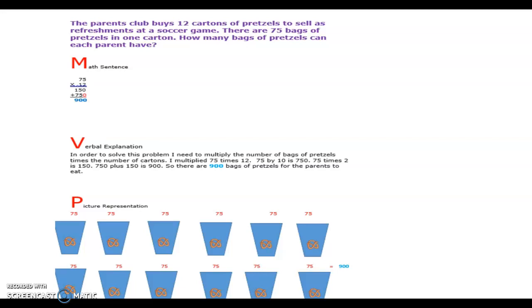So in this picture, notice I have cartons of pretzels. These represent cartons of pretzels. And I'm saying in each of these cartons there are 75 bags. So above each of those cartons of pretzels, I put 75. I have 12 cartons of pretzels at 75 bags each, so I'm showing that there are 12 75s, which give us 900.